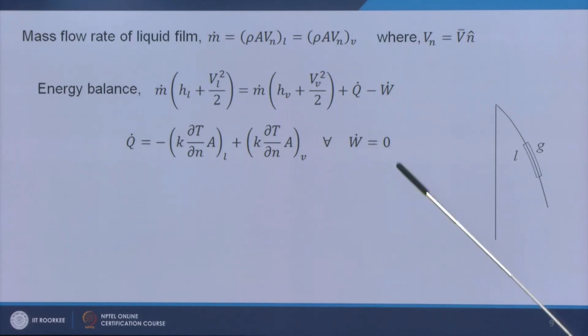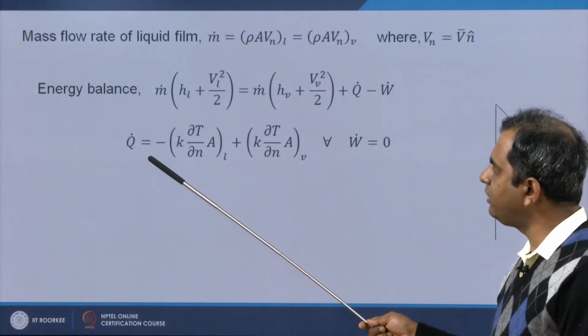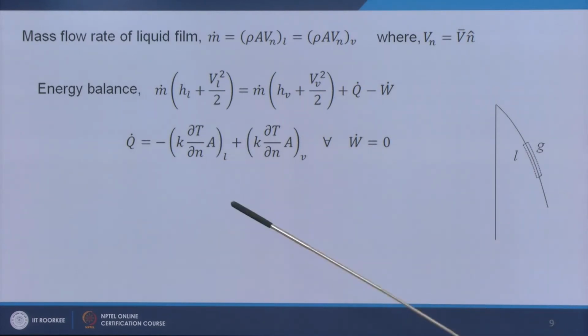So, W naught let us put 0, and for the Q naught there will be conduction, okay, because this is a very small strip, convection cells will not be there. So, this is conduction. So, if you go for the conduction, then you can find out Q dot is equal to minus K del T del N A for the liquid side.